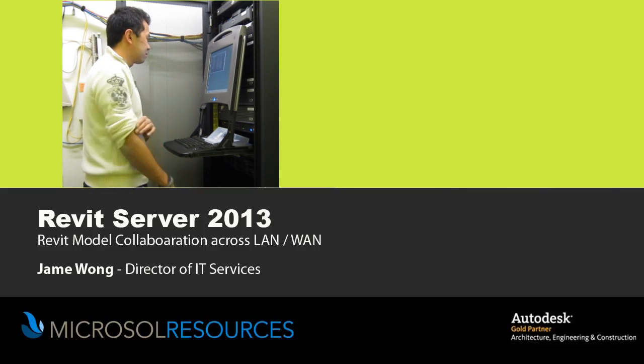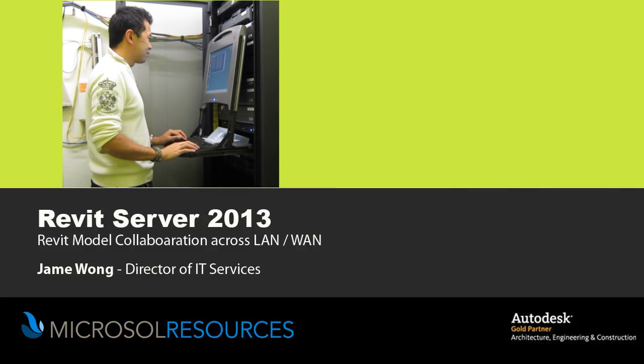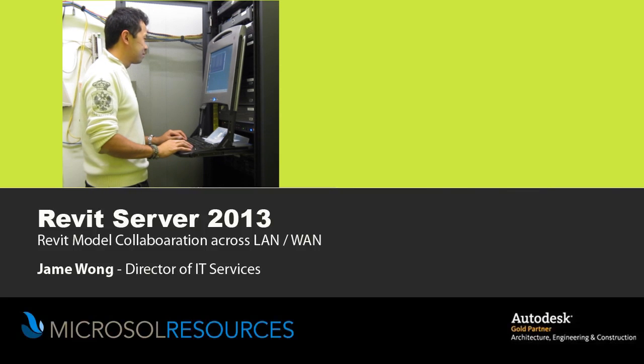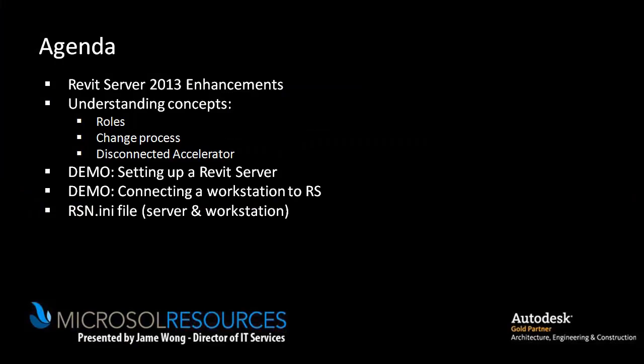We all know we can collaborate within the local area network, but today we want to demonstrate how you can do Revit model collaboration across a WAN, a wide area network, across multiple geographically dispersed locations. We've got a few items on the agenda today. First, we're going to start with some enhancements to Revit Server 2013 and how it improves upon 2012.